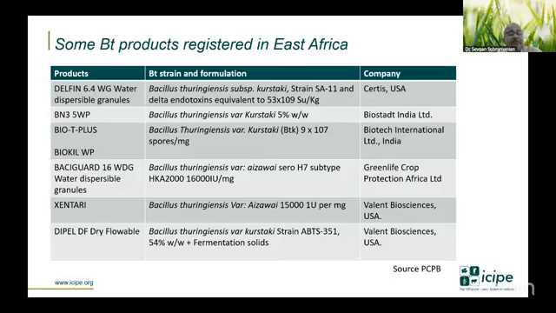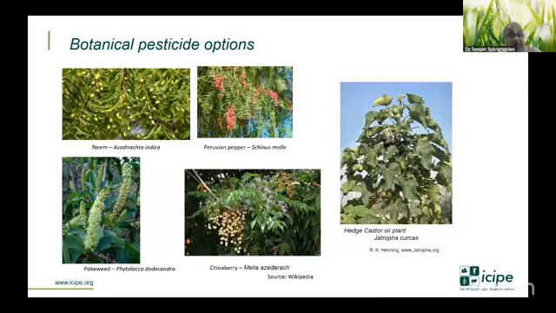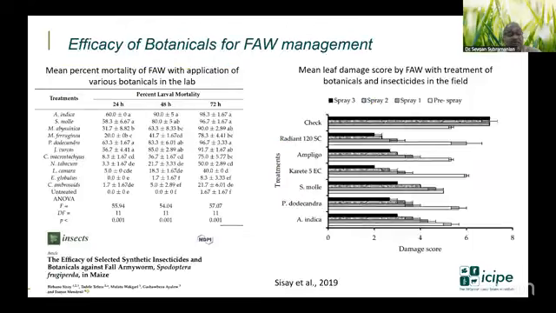Apart from the biopesticides, there are several botanical options that have been tested all over the world. It is unique to the context of the situation. Botanicals present in the local situations contribute to fall armyworm management. So a resource-poor farmer can access some of these botanicals and add to his repertoire in terms of fall armyworm management. This is a study that was done in Ethiopia where we found that neem and also Schinus molle and other botanicals can contribute to fall armyworm management or reduction in the larvae.